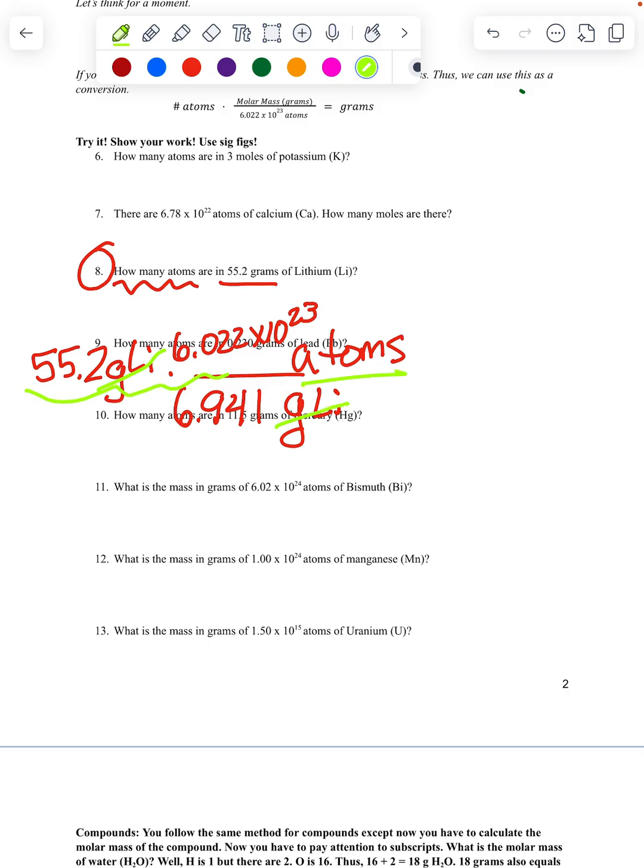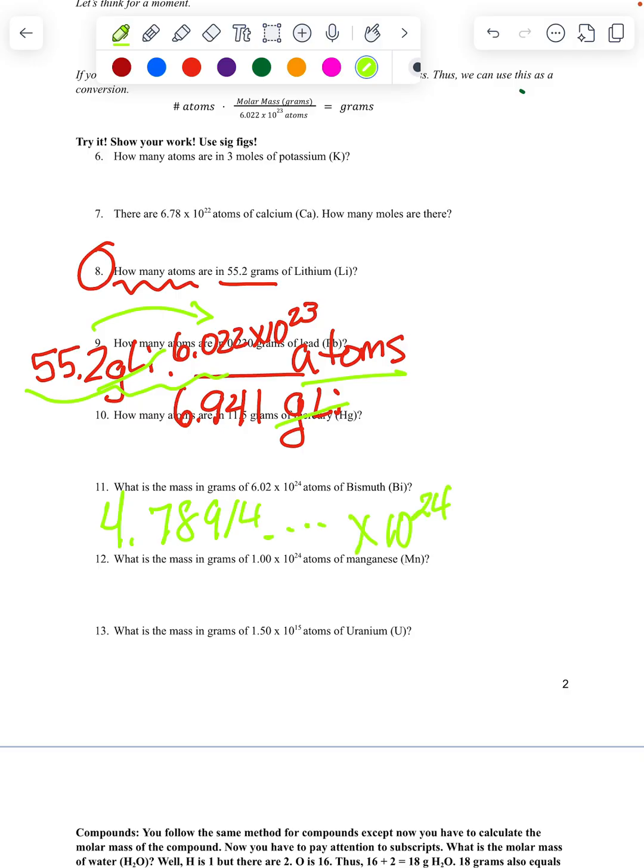Now, this is a little bit uglier math. How do you do this on the calculator? All right, everybody grab your calculator. You're first going to multiply 55.2 times 6.022 EE 23rd. You better press equals before you hit divide. Otherwise, you only divide into Avogadro's number. Now press divide 6.941 and you get 4.78914 yada yada yada times 10 to the 24th.